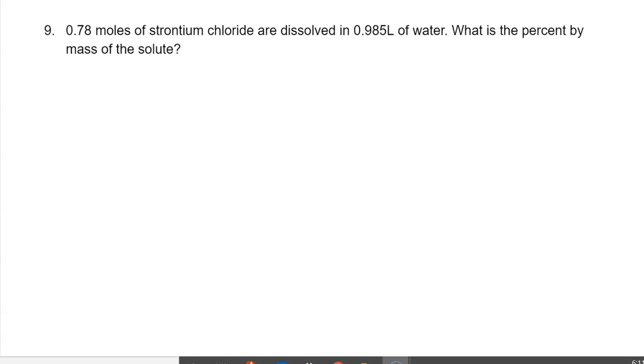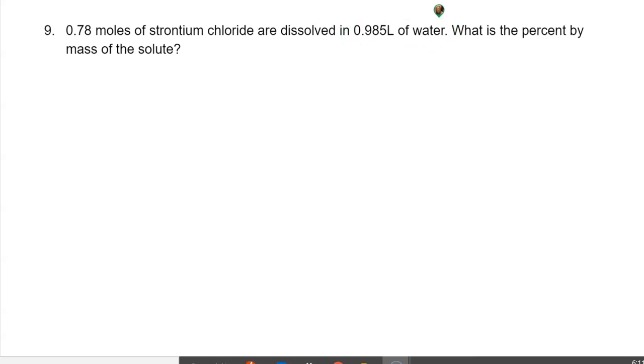This next problem says 0.78 moles of strontium chloride are dissolved in 0.985 liters of water. What is the percent by mass of the solute? So we need to make a couple of conversions here in order to solve this problem. We need grams of strontium chloride and we need grams of water.